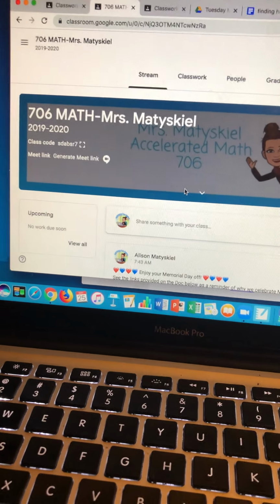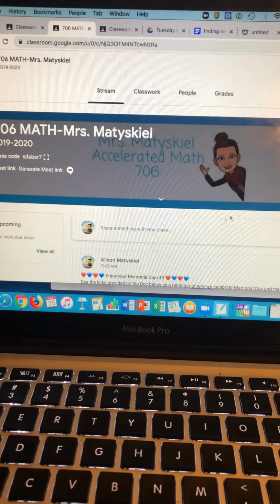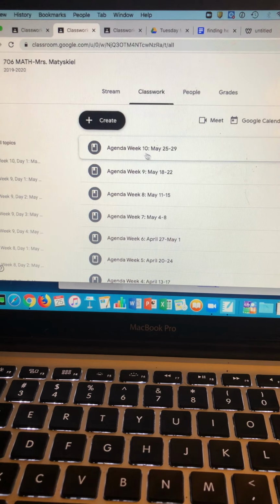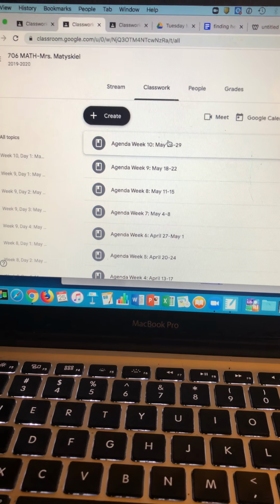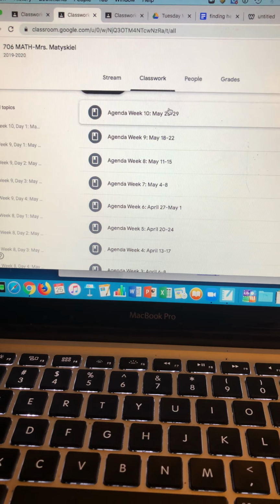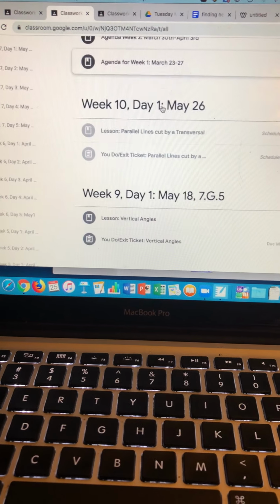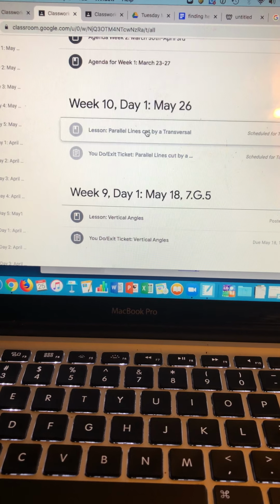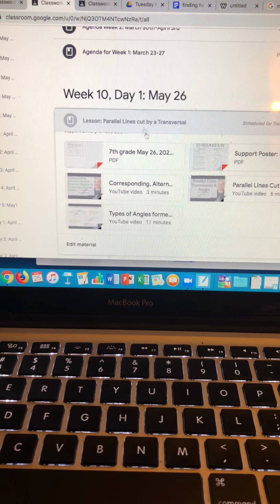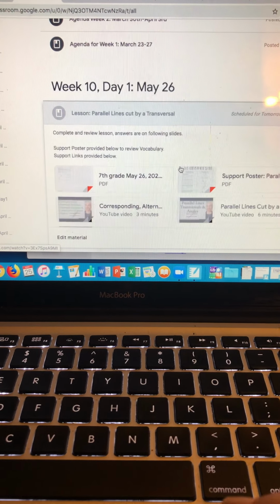So I'm going to show you where to locate what you are responsible for today. We'll click on the classwork tab. You'll see there's an agenda for this week if you want to check that out for what we will be doing for the entire week. We'll go down to week 10, day 1. Now on the lesson, there are a few things I just want to explain.